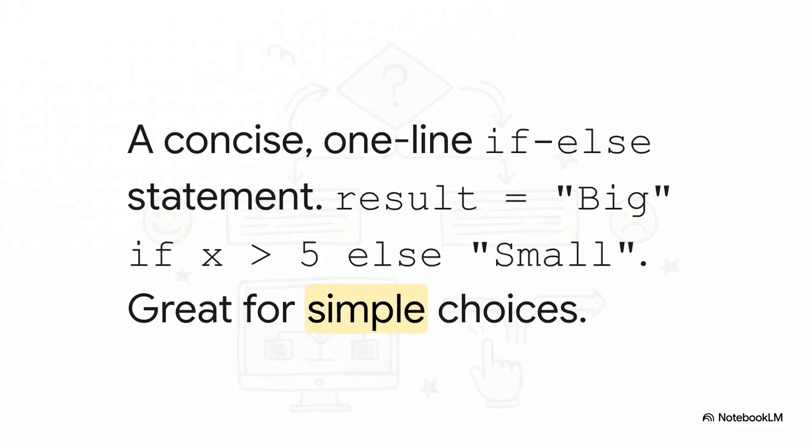Now, for a cool little shortcut. Once you're comfortable with a regular if-else, you can use something called the ternary operator. It lets you pack a whole if-else statement onto a single line. It's really elegant for simple, clear choices, and it can make your code look a lot cleaner.